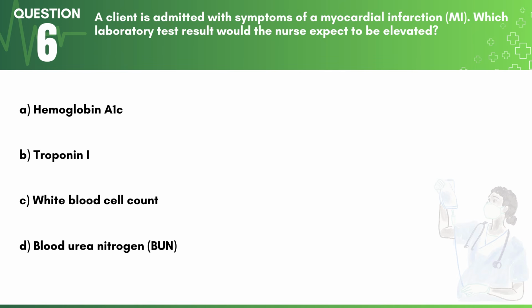Question 6. A client is admitted with symptoms of a myocardial infarction, MI. Which laboratory test result would the nurse expect to be elevated? A. Hemoglobin A1C. B. Troponin I. C. White blood cell count. D. Blood urea nitrogen, BUN.